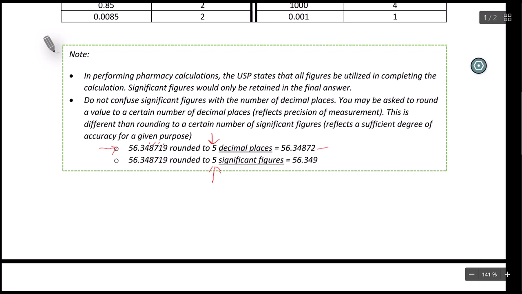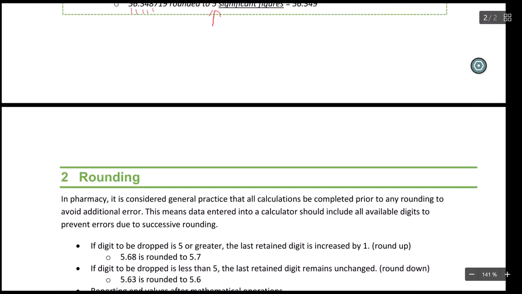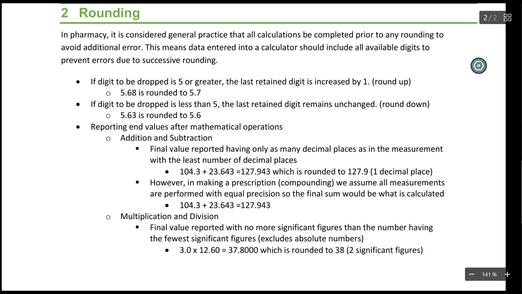If you said 5 significant figures, that would be 1, 2, 3, 4, 5. That 8 would turn into a 9. So notice the difference between significant figures rounding and decimal point rounding when being asked. For most things in the course, you will be asked to round a decimal, not to significant figures. Okay. Again, with rounding, it is generally considered that all calculations are completed and then you round at the end.